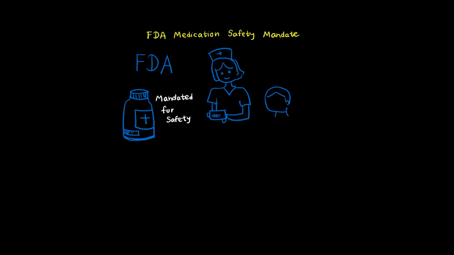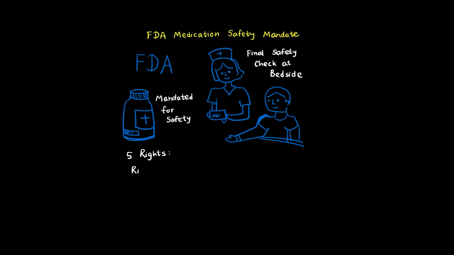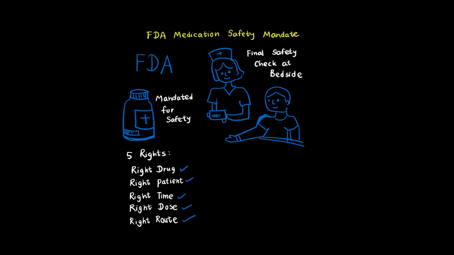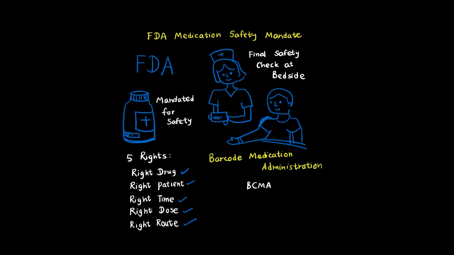Barcode medication administration, or BCMA, creates a final safety check at the most critical moment, when the nurse is about to give the medication to the patient. Think of it as a verification system. Scan the patient's wristband, scan the medication, and the system confirms this is the right drug for the right patient at the right time in the right dose, via the right route. The FDA recognized that most medication errors happen at the administration point, not in prescribing or dispensing. By mandating BCMA, they created a technological safety net that catches errors seconds before they could harm a patient.